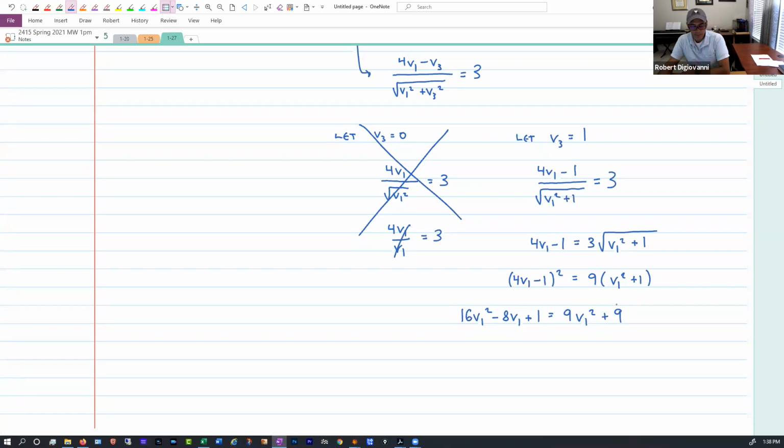What do we have here? What type of equation is that? Polynomial. In particular, what type of polynomial equation? What degree? Degree 2. Quadratic. This is a quadratic equation. We can solve quadratic equations, right? Quadratic formula. So let's get everything over to one side. So I'm going to subtract 9v1 squared. Subtract 9. So I think we're going to get 7v1 squared minus 8v1 minus 8 equals 0.